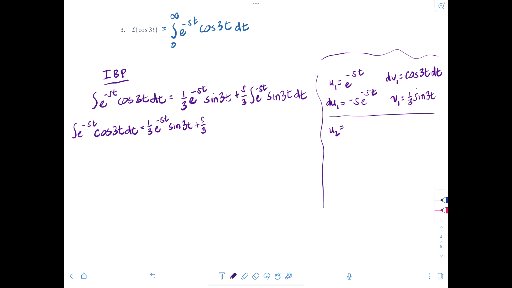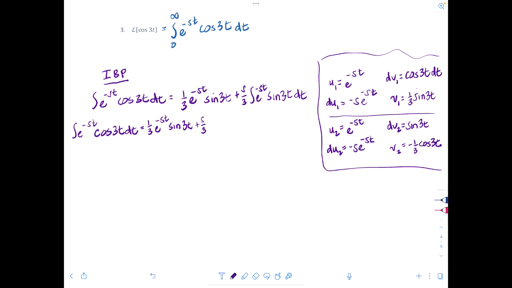So u2 is going to be the same, e to the negative st, and du2 will be negative se to the negative st. dv2 is going to now be sine at 3t, and v2 will be negative 1/3 cosine at 3t. And that's what we're going for, because we're going to be able to combine like integrals soon. So this s over 3 portion is multiplied to all this other second portion of your integration by parts. So just so that you're keeping track.